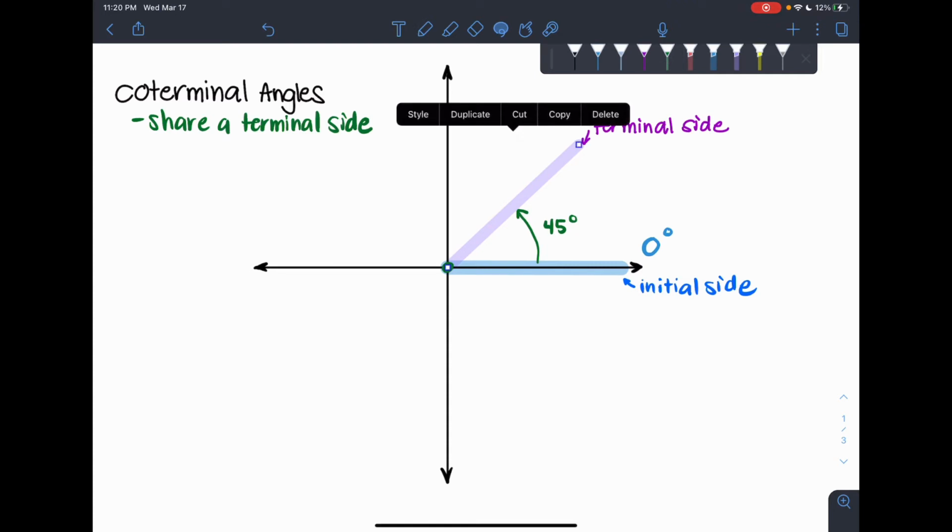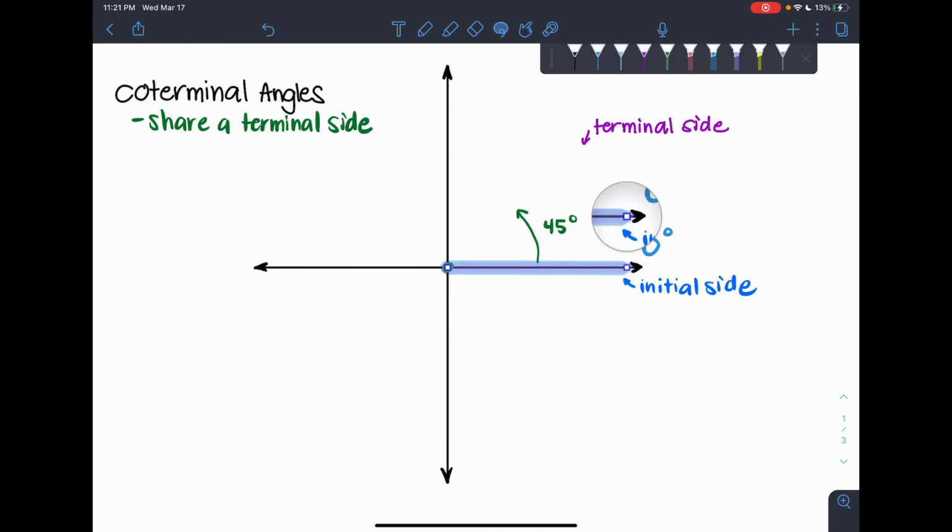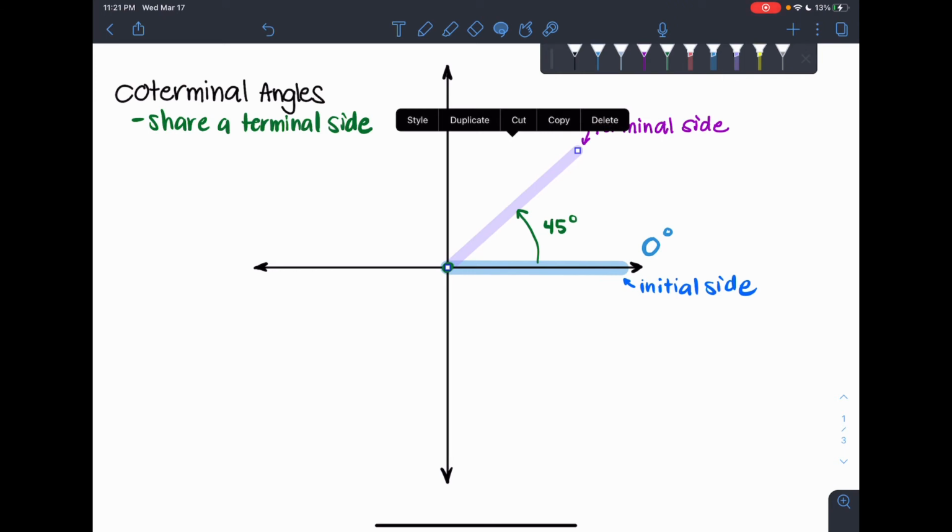If I take this terminal side, I can take it all the way over here to 180, 270, 360. But if I keep going, it doesn't start over. It actually goes beyond 360 degrees. If I were to land back here, I would land at 405 degrees.